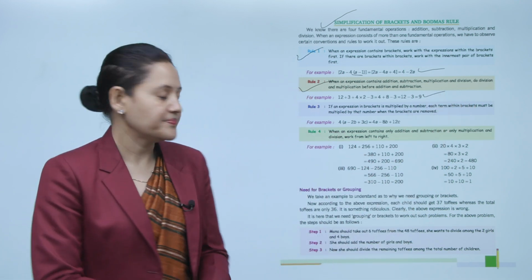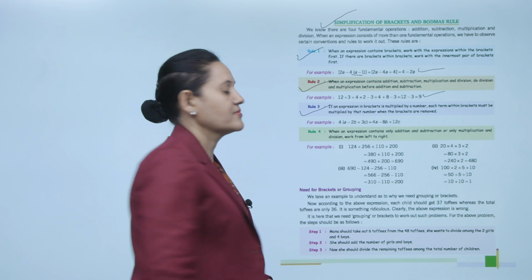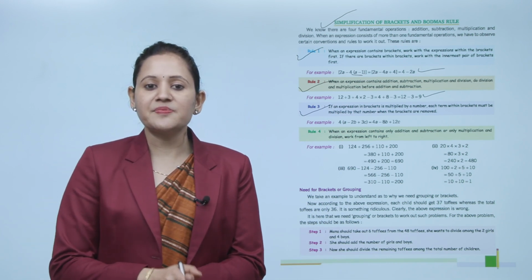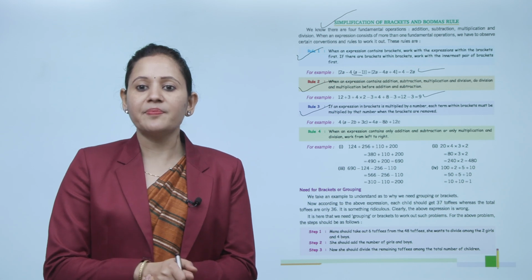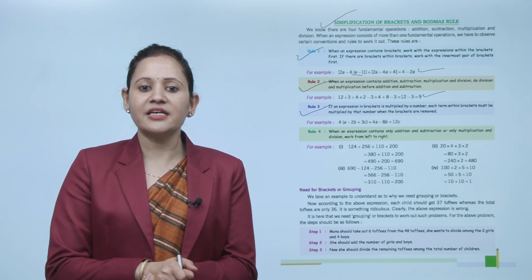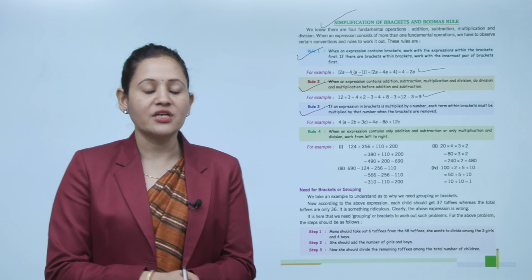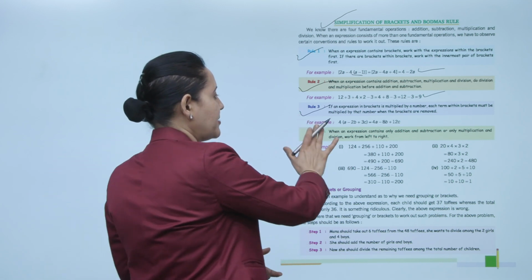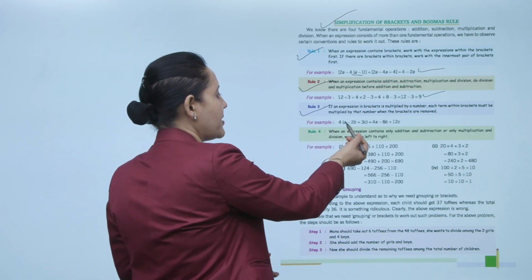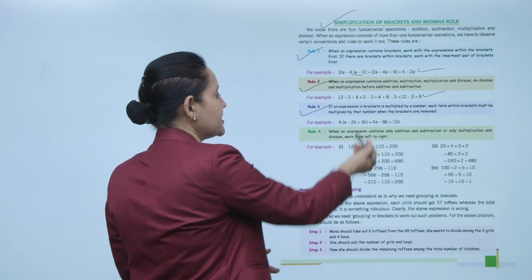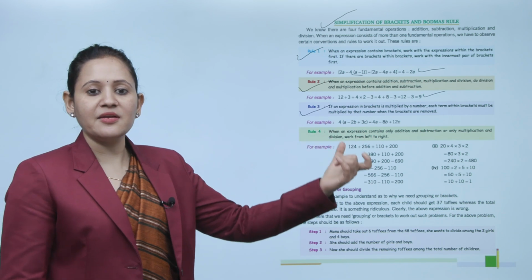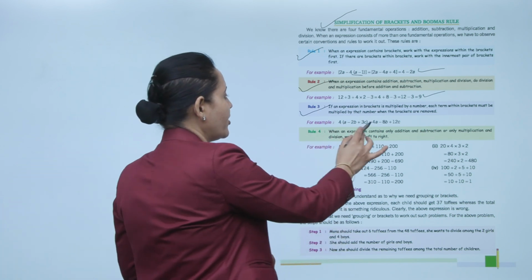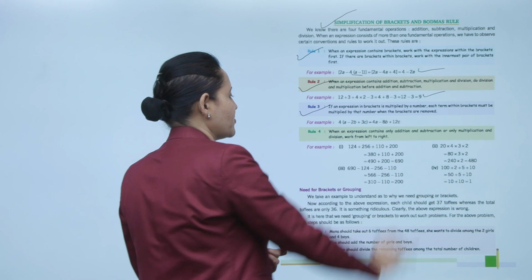Rule number 3. If an expression in brackets is multiplied by a number, each term within the bracket must be multiplied by that number when the brackets are removed. Like here, next to the bracket is 4, and inside the terms are a minus 2b plus 3c. So 4 will be multiplied by a, minus 2b and plus 3c. So 4a minus 8b plus 12c.